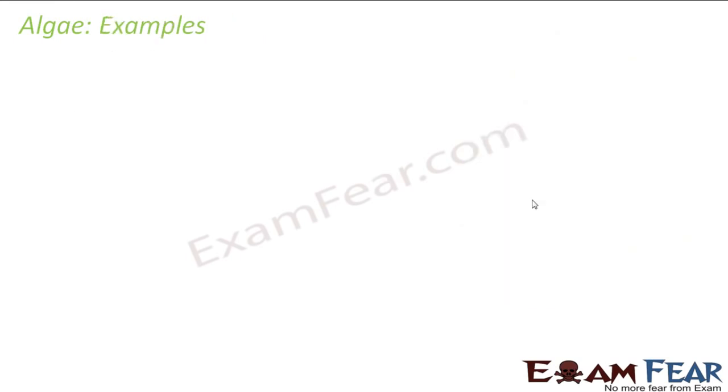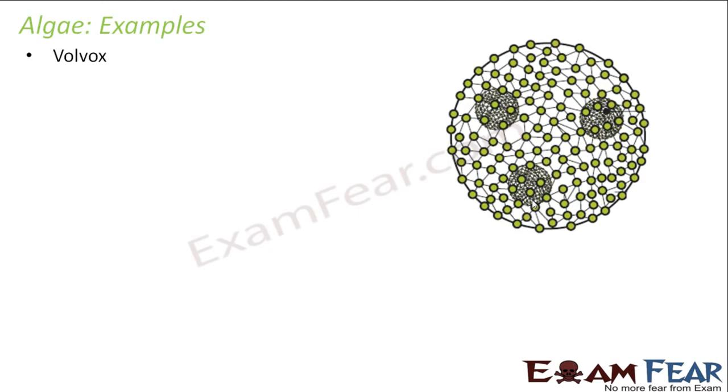So let us look at some of the examples of algae. Volvox is one of the examples. This volvox is an example of an algae which is colonial. That is, it exists in colonies. Here you can see many of them join together to form this kind of a structure. So that is why volvox is an example of a colonial algae.